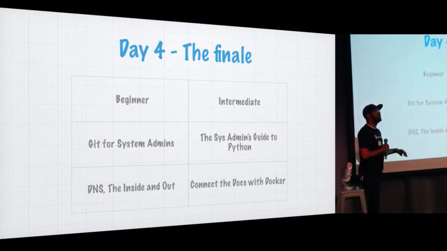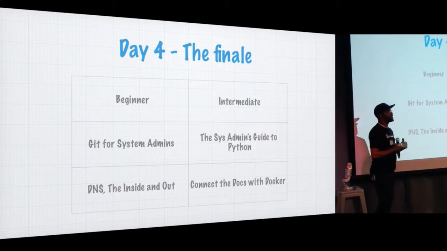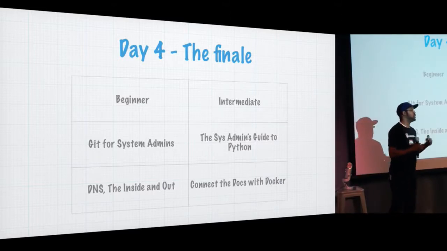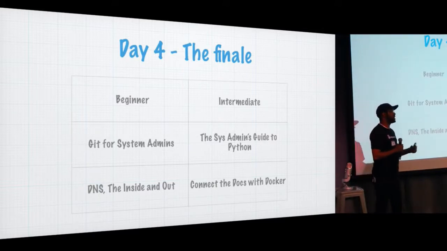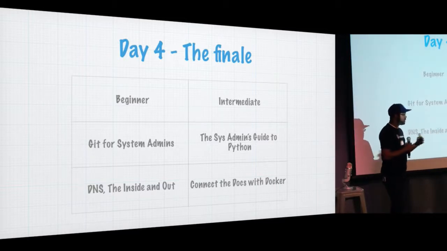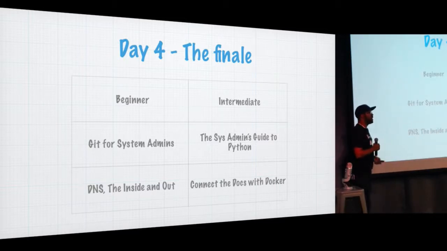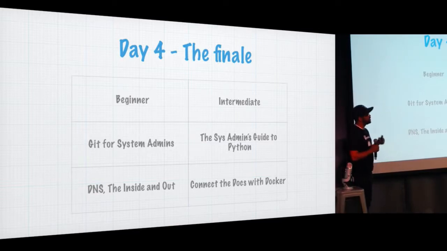Finally, day 4, the finale. This was actually the lighter day of all the days since everyone's going home and the conference ends at noon. So these are definitely more of the beginner and intermediate courses, like Git for system admins, DNS inside and out, a workshop on Python, and another Docker talk. I went to half of the Git for sysadmins and half of the DNS inside and out. 2 great talks, kind of split.